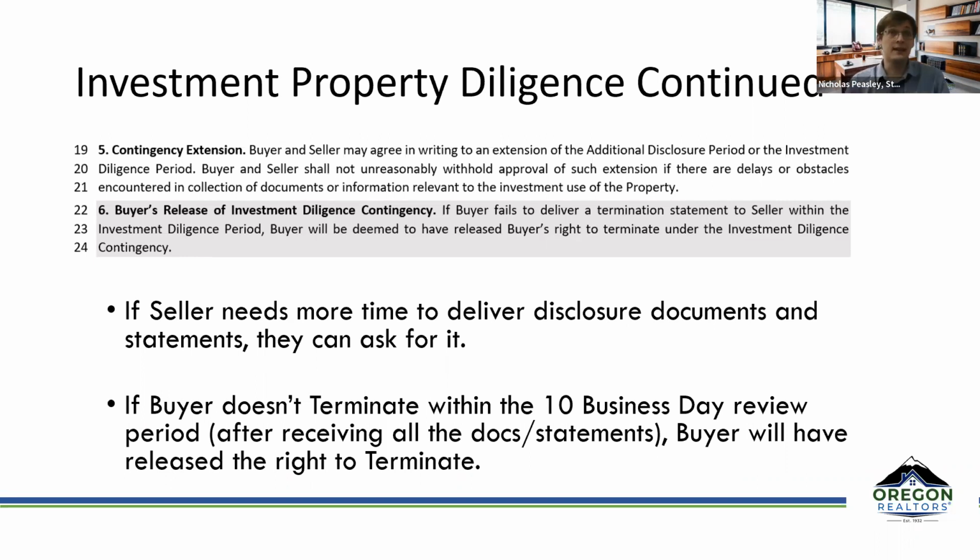So if the seller says, look, I need a couple more days, my architect can't get the floor plan to you until Monday, the buyer should not be blockading that. If the seller says my architect can't get it to you until they're done with their vacation 3 months from now, that would be unreasonable, and the buyer could reasonably be the one that withholds approval of that extension.